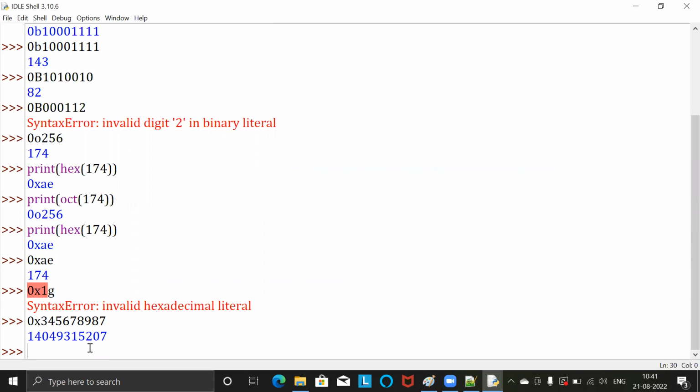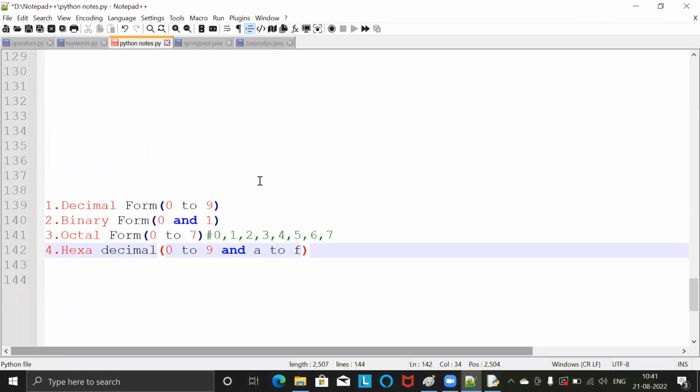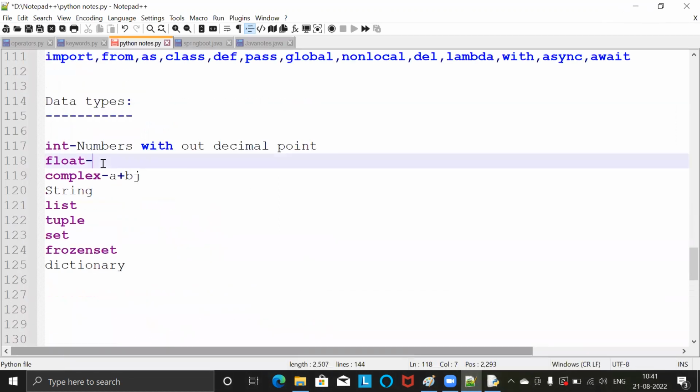This is about conversion of binary, octal and hexadecimal form to numbers, and numbers to binary, octal and hexadecimal form. And decimal form is nothing but normal numbers only. And the next data type is float. In float, we don't need any explanation about float. Float is nothing but point values, 0.78 like that.